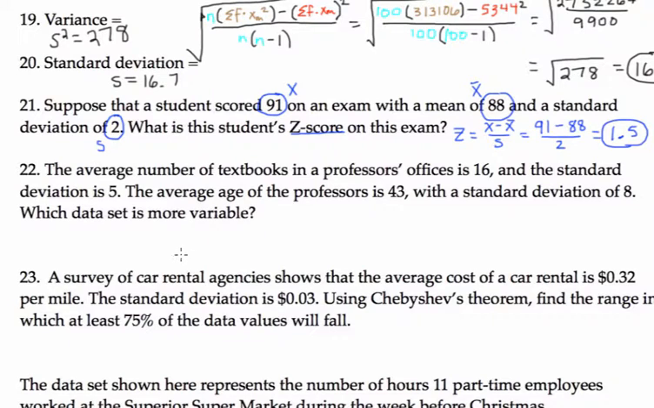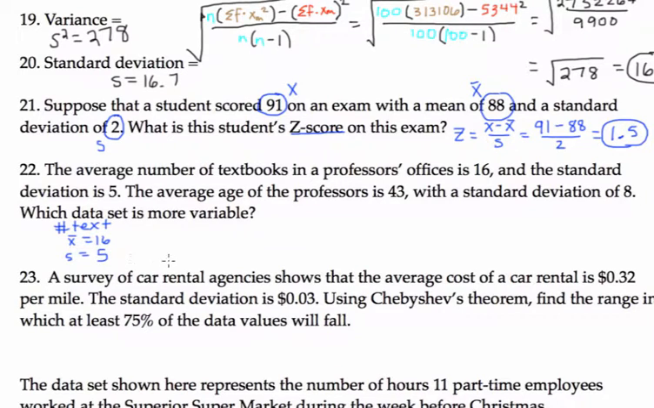Number 22. The average number of textbooks in a professor's office is 16. So for the number of textbooks, the average, the X bar, is 16, and the standard deviation is 5.